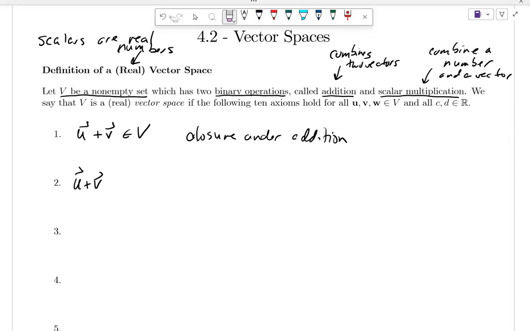We want our addition to be nicely behaved in a couple of respects. One of them is commutativity.